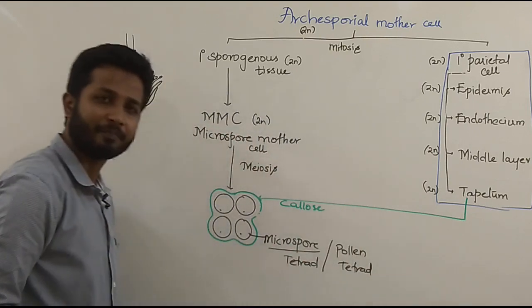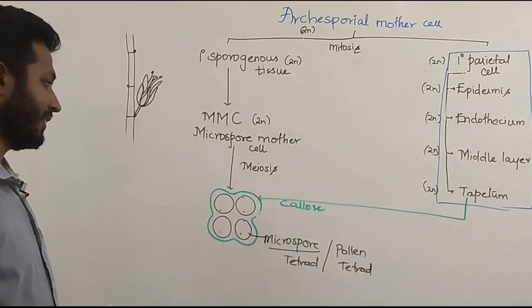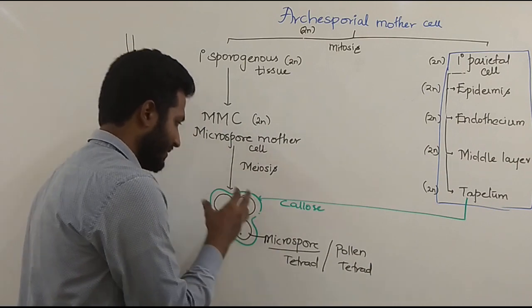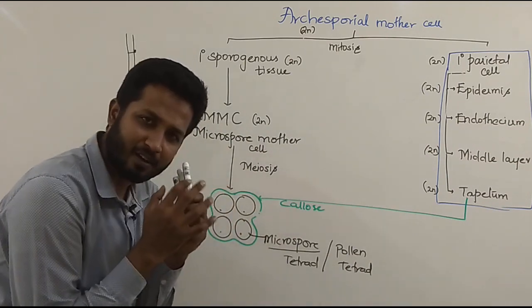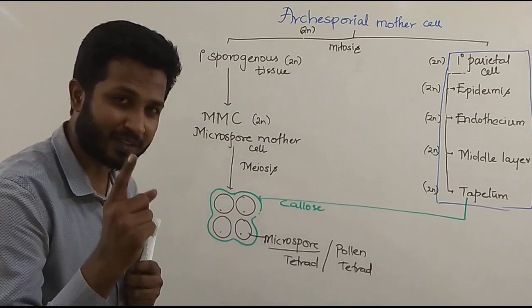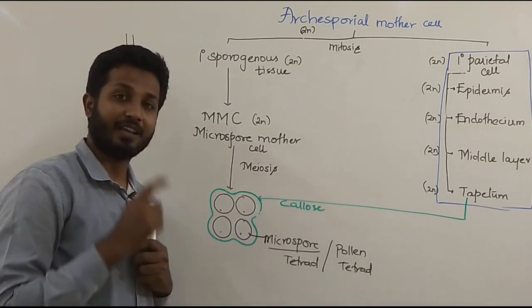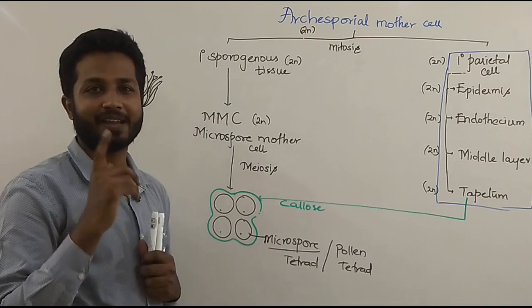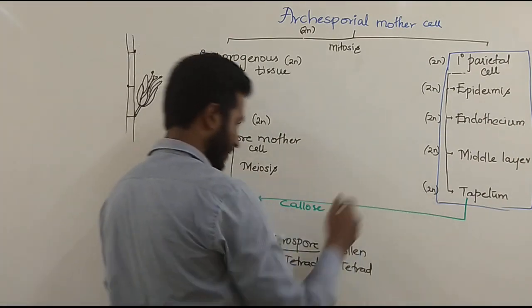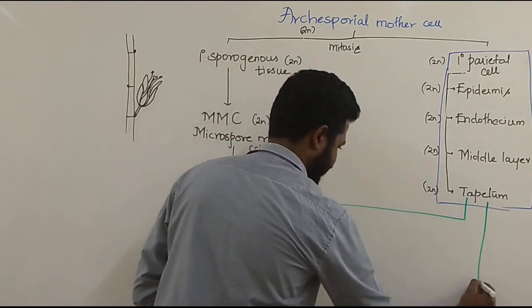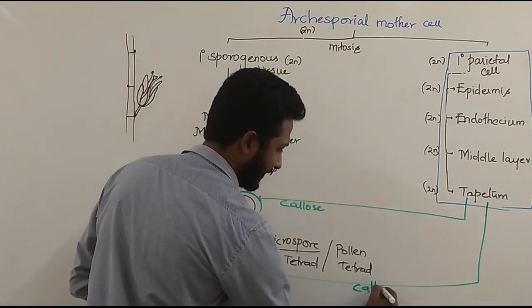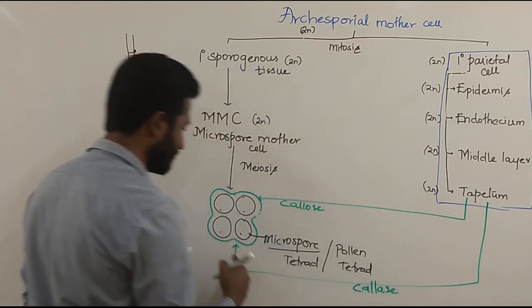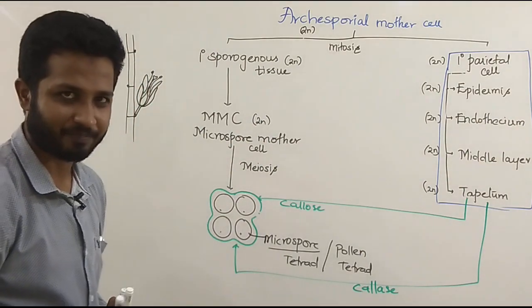Microspore tetrad or pollen tetrad. Now, it is like a carbohydrate layer keeping all of them together. And I also told you that this carbohydrate layer is broken down by an enzyme produced by the same layer, known as callase. So later on, callase is the one which will separate all the 4 cells.